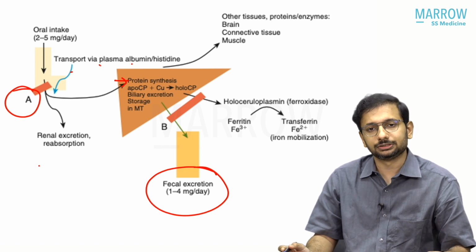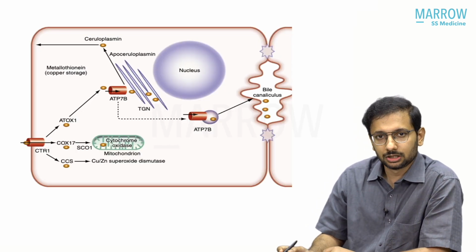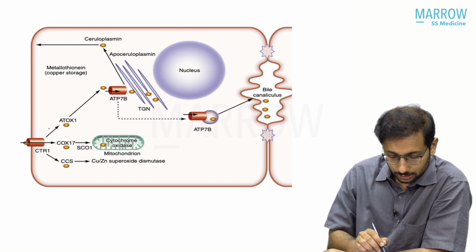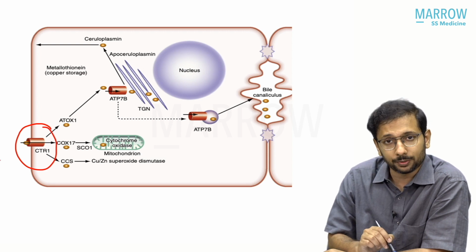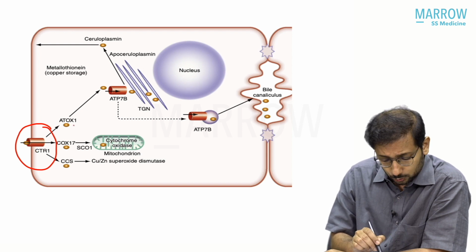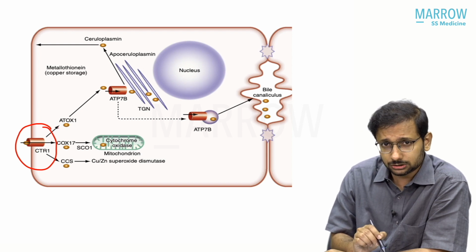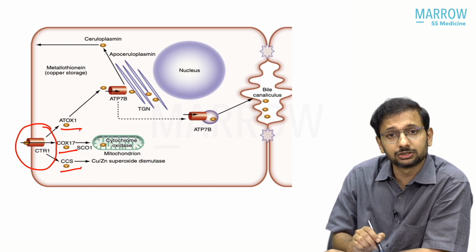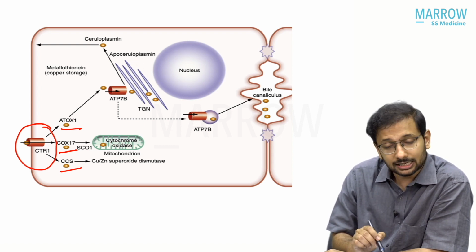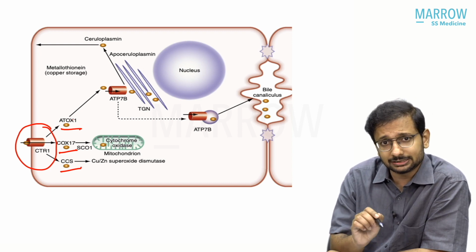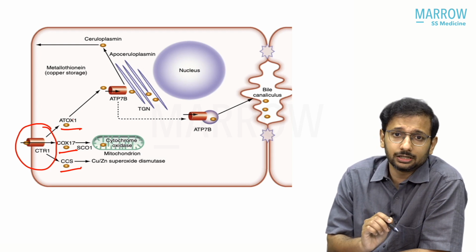Now let's see what happens when the copper is in the liver. When the copper goes into the liver, it gets uptaken with CTR1, which is human copper transporter receptor 1. With CTR1, this copper gets attached to metallochaperones. Three of the most important metallochaperones are ATOX1, COX-17 and CCS, out of which what you need to know is about ATOX1, or antioxidant 1 copper chaperone. This antioxidant 1 copper chaperone takes the copper all the way and binds it to apoceruloplasmin, making it ceruloplasmin.